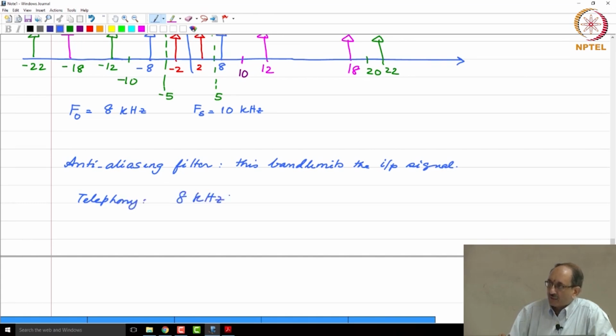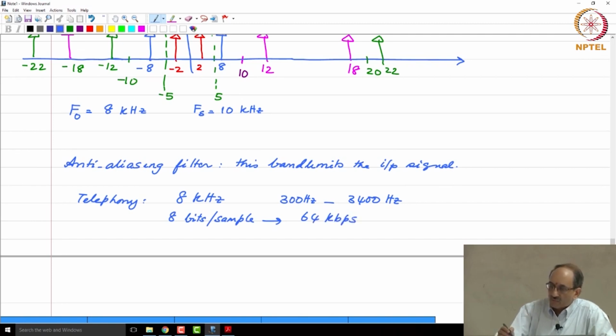the sampling frequency was 8 kilohertz, and the front end filter was actually between 300 hertz to 3400 hertz. So this was the front end filter that was used, and then they were using 8 bits per sample, and this gave rise to 64 kilobits per second telephony rate, sampling rate.